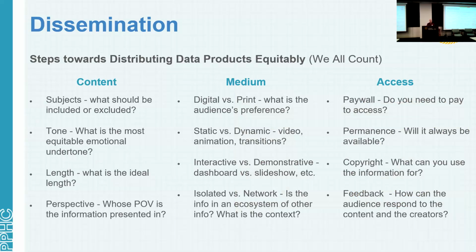So listed here on the screen are some of the examples from the content, medium, and access topic. So for content, you might want to consider what the subject of your content is and what tone you're using to tell your story. When thinking about medium, you may want to consider if your audience interacts more with a digital or a printed work, and if there'll be any interactive elements to that work. And for access, you'll want to consider factors such as, does your audience need to pay to see your work, or do they need to create an account to log in?